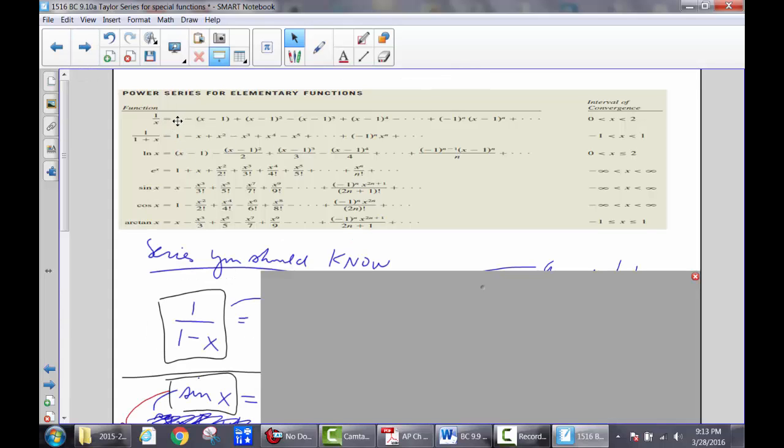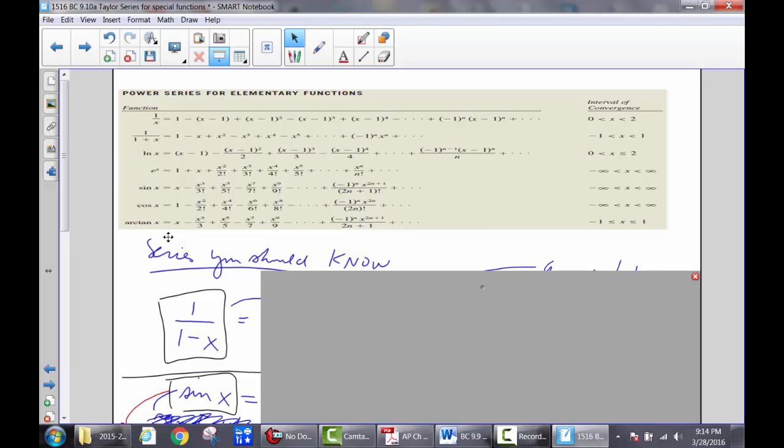This is a list from the book. You don't really need to memorize 1 over x. I personally would prefer you know 1 over 1 minus x rather than 1 over 1 plus x, but that's fine. ln x, again, it's not a big one that comes up a lot. You could recreate that, and that's near 1, by the way. As you can see, if it's between 0 and 2, the middle of that is 1. And then, of course, is our exponential e to the x. There's our sine x. There's our cos x. And there's our arctan x that we just did.